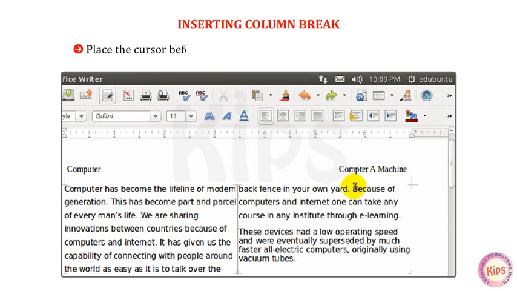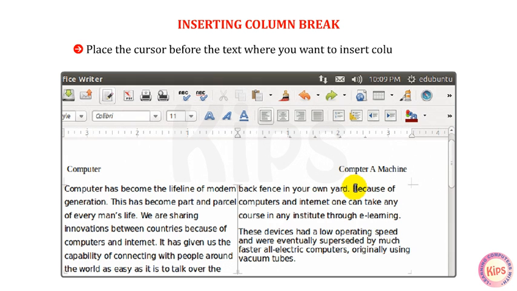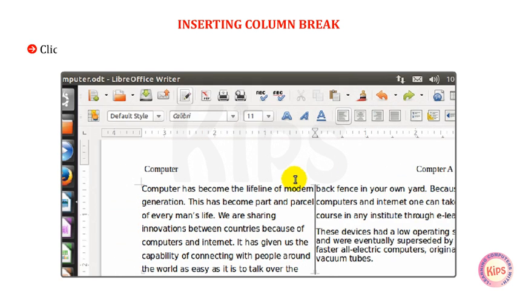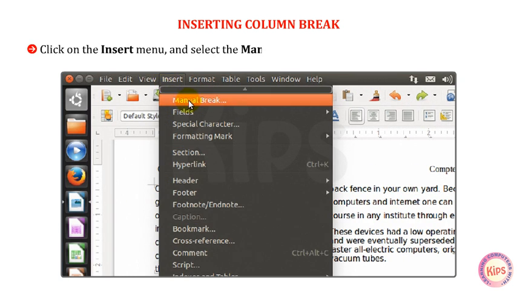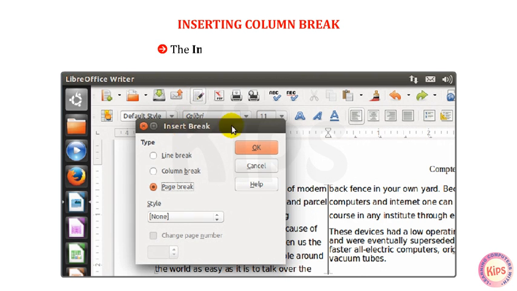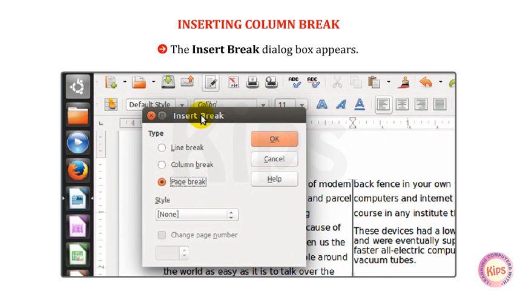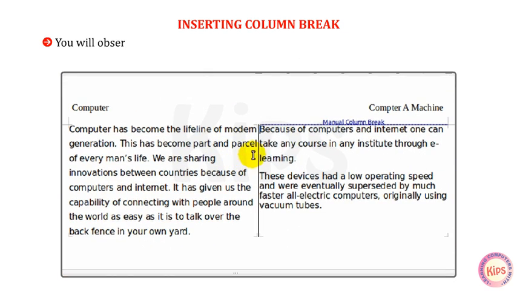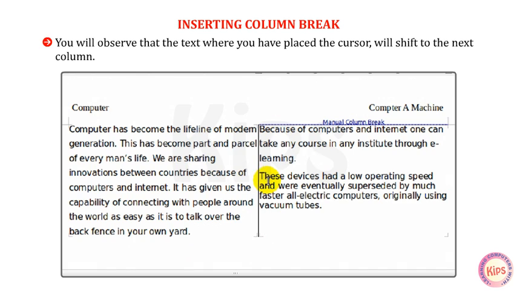Place the cursor before the text where you want to insert column break. Click on the Insert menu and select the Manual Break option from the drop-down menu. The Insert Break dialog box appears. Select the Column Break Radio button. Click OK. You will observe that the text where you have placed the cursor will shift to the next column.